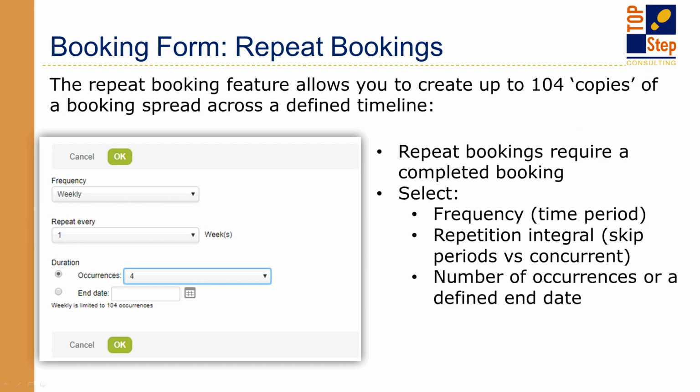In fact, you can create up to 104 copies of a booking spread across the defined timeline. To use repeat bookings, you'll need to start with the completed booking form. These repeated bookings will retain the resource, project, and hours or percentage data from the original booking that you create. Some of the tips we'll be talking about next will address how to adjust these repeated bookings as needed, to change the resource, adjust the hours, or change the start and end dates.